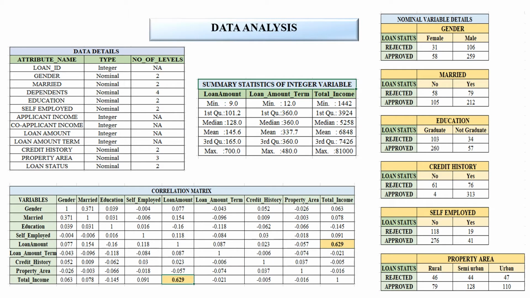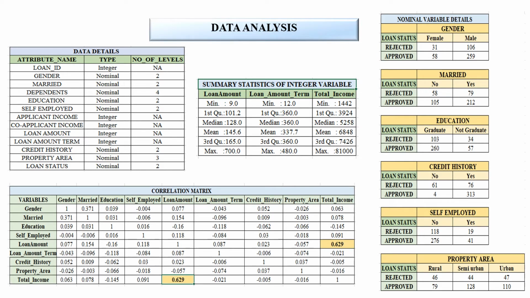We predict that the next variable should play a vital role in the decision making because most of the applications with no credit history are rejected by the bank. Only 4 out of 65 applications with no credit history are approved. But in the case of applicants with clear history, the number of applications approved is 313, which is almost 4 times the number of rejected applications, 76.